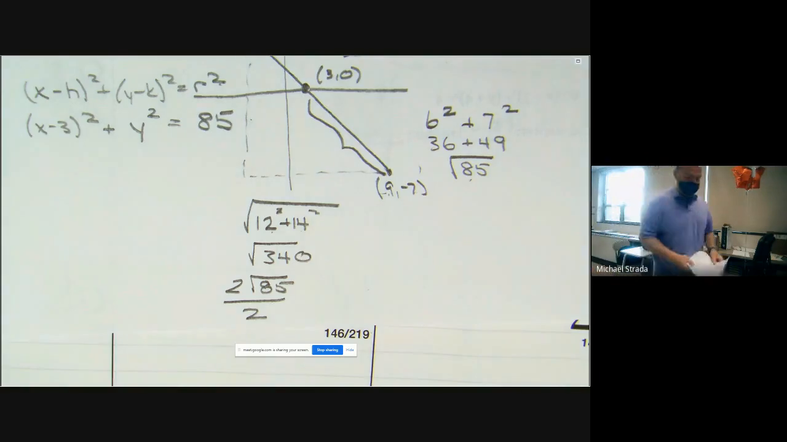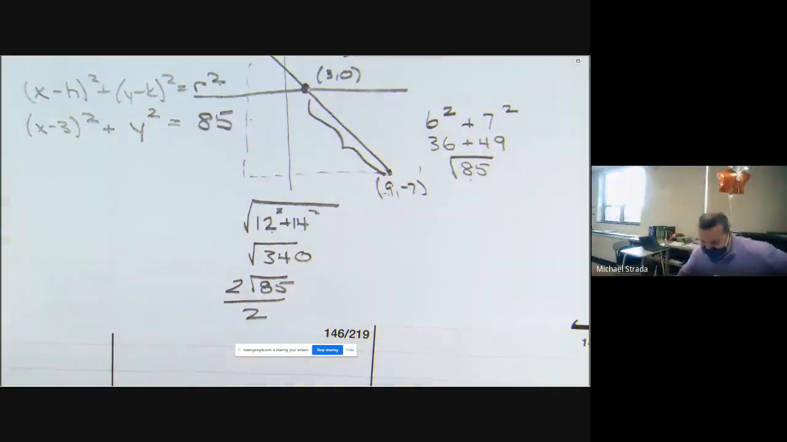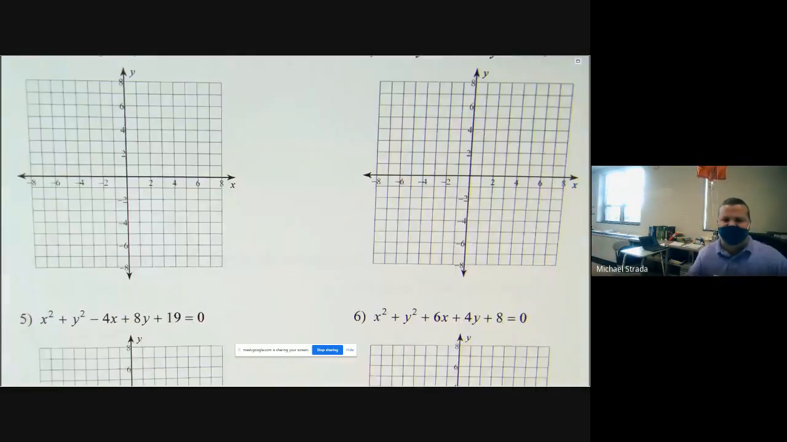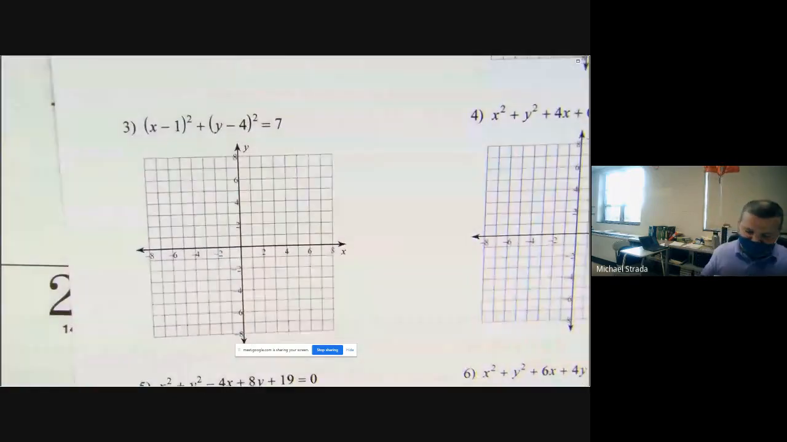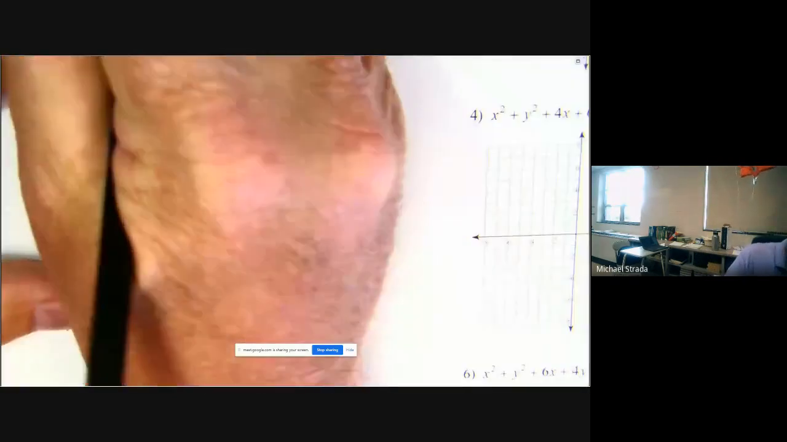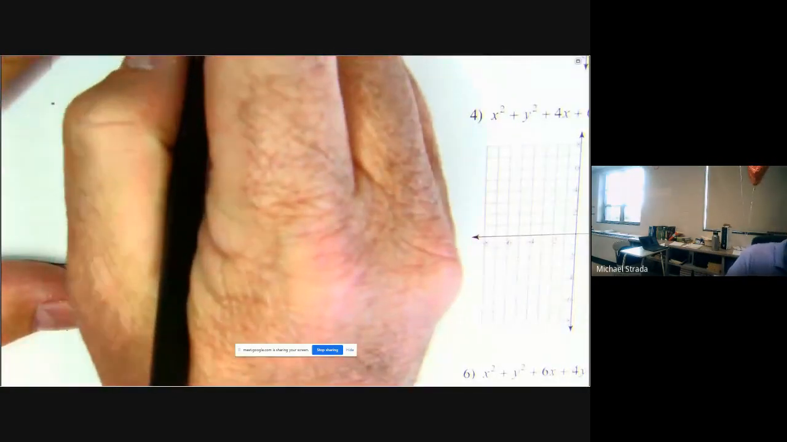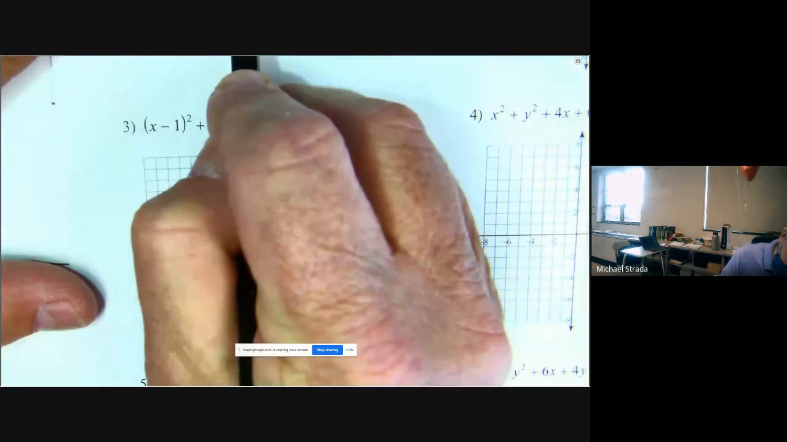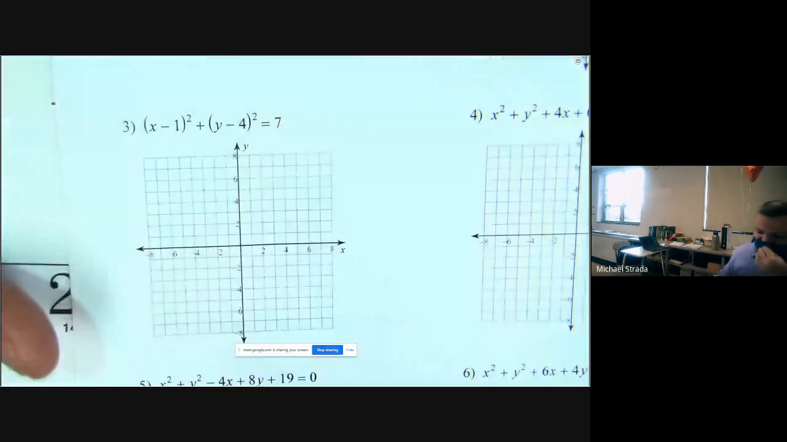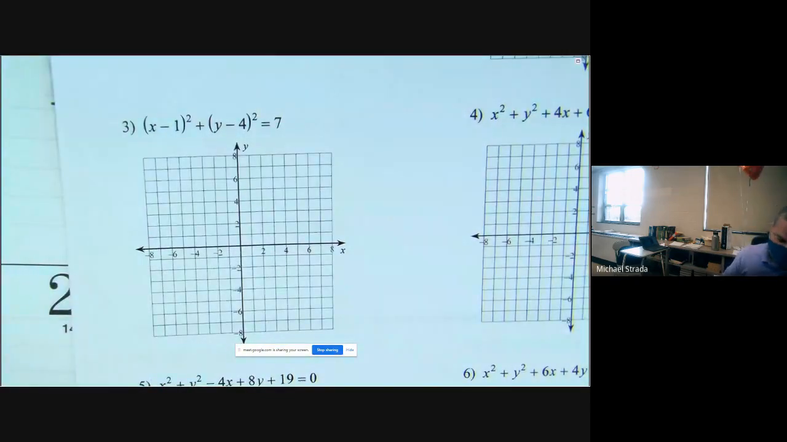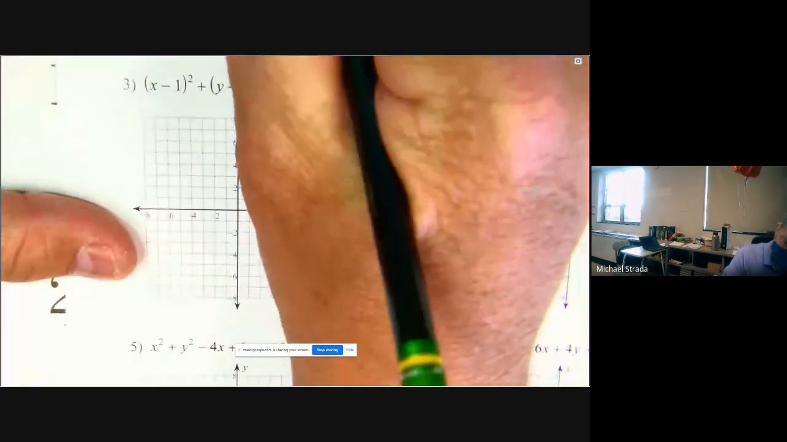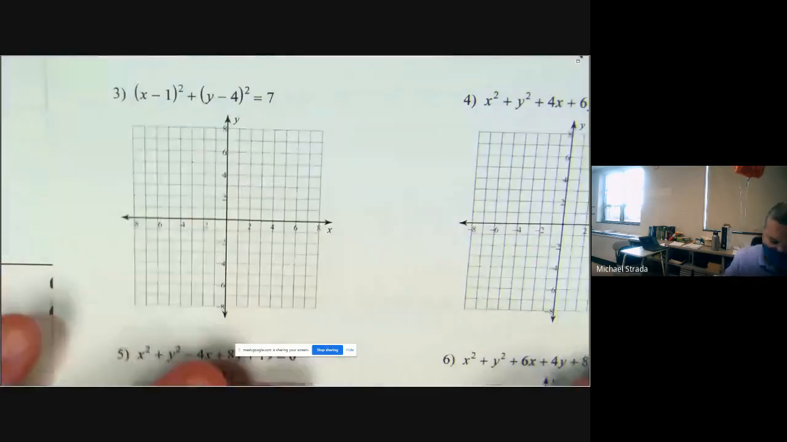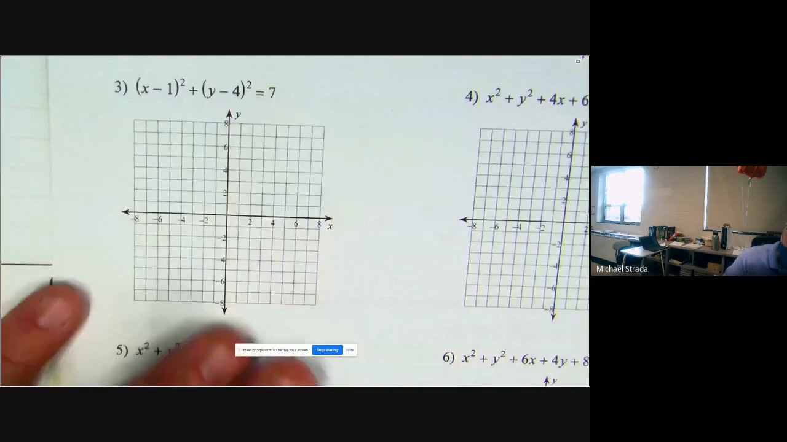All right. So for the graphing part of it, ladies and gents, what's the opposite of -1? 1. What's the opposite of +4? And what's the square root of 9? So you're going to plot 1, -4. Does that make sense? Now, all you need to do is create a circle with a radius of what? 3.